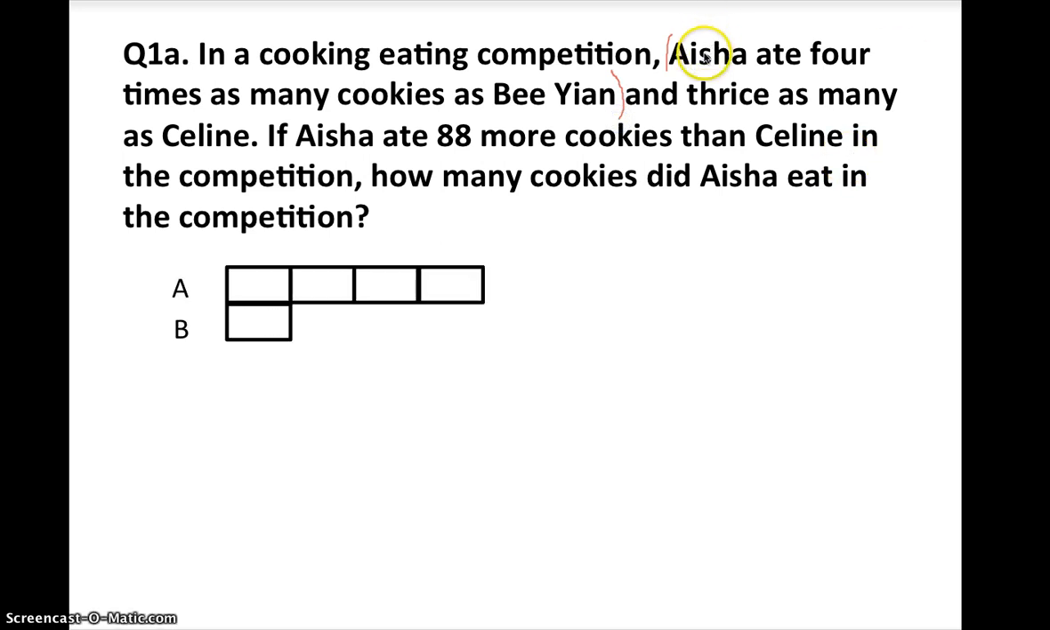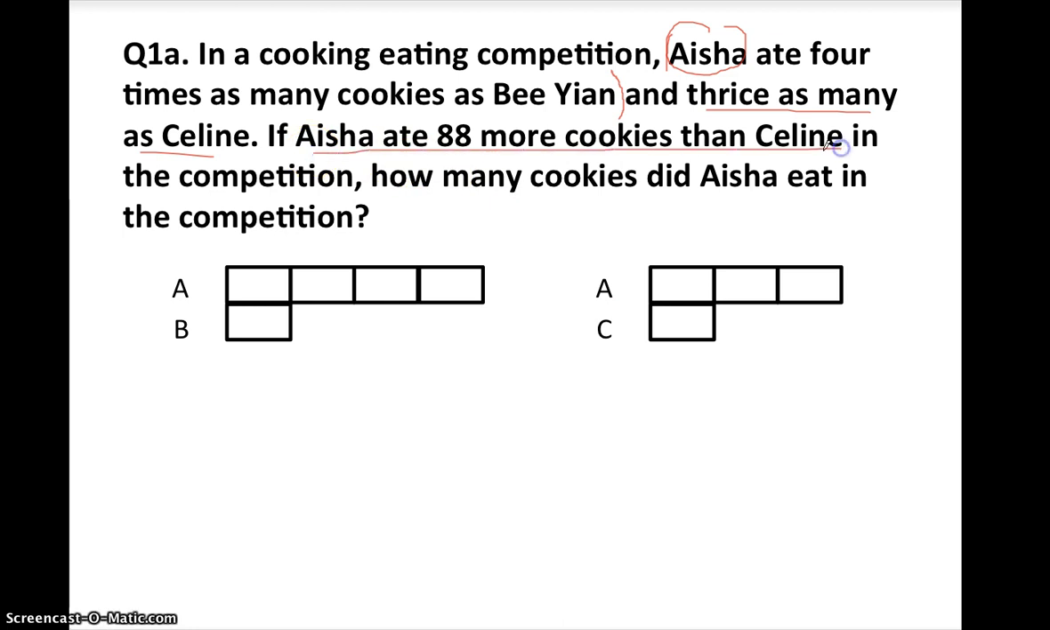And then later on, the next part of the sentence continues talking about Aisha eating 3 times as much as Celine. So my model will look like this. Okay, so I have Aisha comparing with Bian, Aisha comparing with Celine. But if I move on, it says that Aisha ate 88 more cookies than Celine. I can't put this difference straight away in this model. Okay, so since Aisha has the same number of units, Aisha is supposed to have the same number of units.